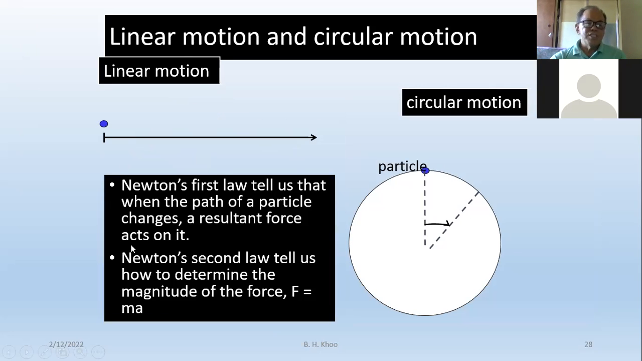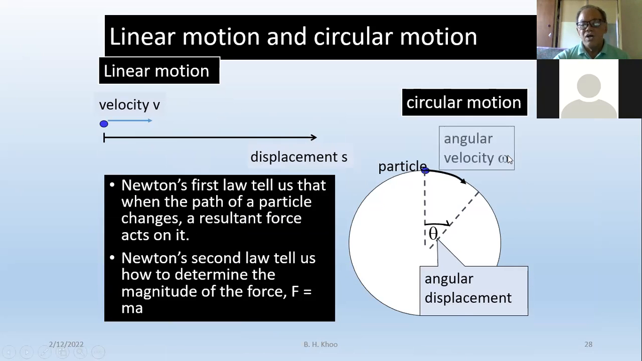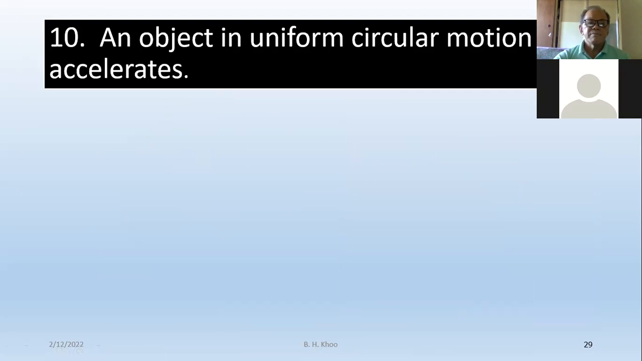Okay, so we are just using these two laws, Newton's first law and Newton's second law, to calculate the centripetal force. Later on, we will see. Right? So this is just a review. Angular displacement, this linear displacement, this angular displacement. That's your velocity. That's your angular velocity. Right? It's moving in a circular path.